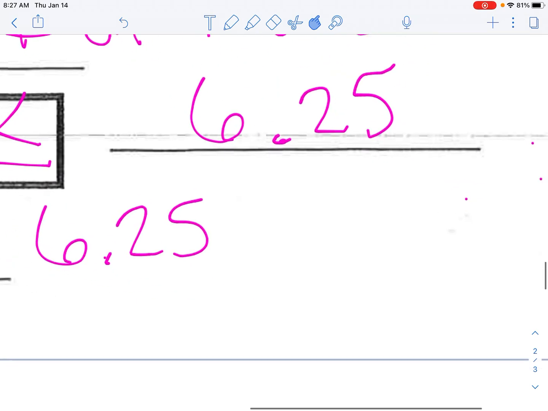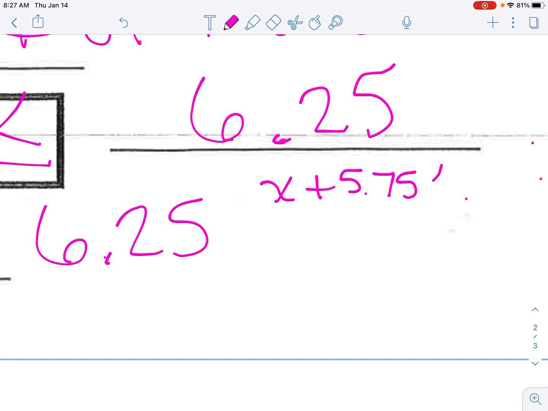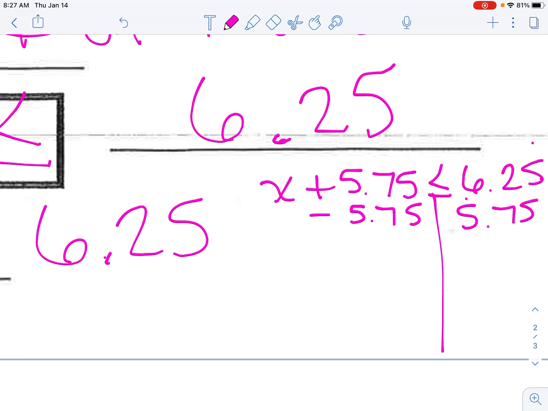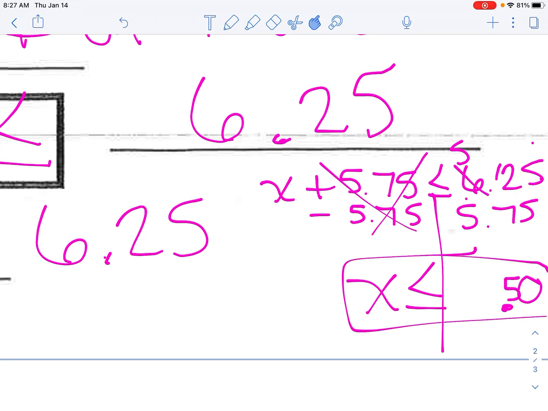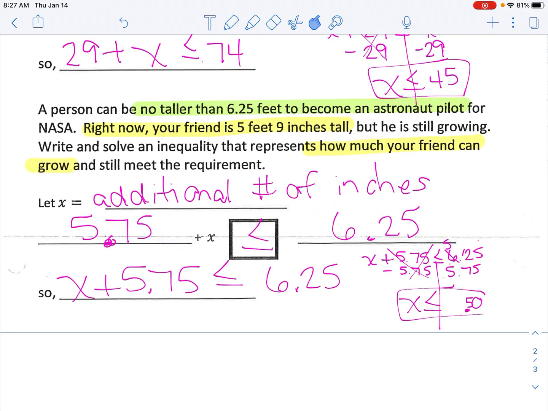How much more can your friend grow? So I'm going to come down here and solve that. How many more inches can my friend grow to add to the 5.75 feet that would be less than or equal to 6 2/25 feet? I'm going to draw the mirror. Subtract 5.75 from the left and the right. Cancel. X is less than or equal to, so that would be 0, borrow, 0.5. Okay, so my friend can only grow a 1/2 inch more in order to be a pilot for the airlines.